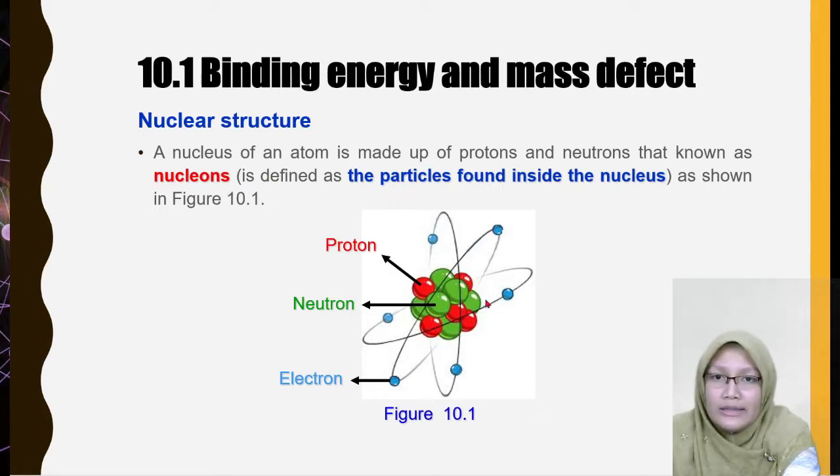This is the nuclear structure. A nucleus of an atom is made up of protons, in the red colour here, and neutrons, that are known as nucleons. A nucleon is defined as a particle found inside the nucleus. The ones outside here are the electrons.